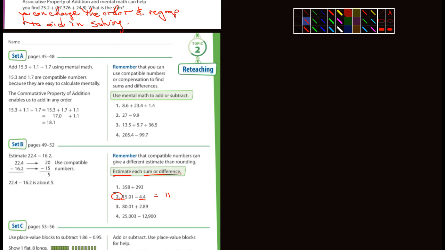So whether you use rounding or compatible numbers, you might get different answers, and that's okay. There's not necessarily one right answer for those. Oops, equals 11. Didn't mean to back those out. All right.